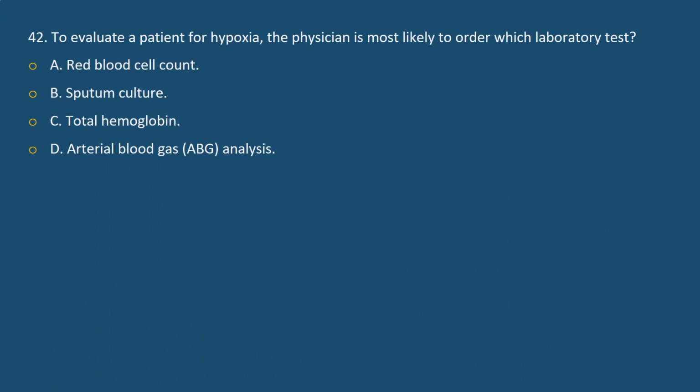Question 42. To evaluate a patient for hypoxia, the physician is most likely to order which laboratory test? A. Red blood cell count, B. Sputum culture, C. Total hemoglobin, D. Arterial blood gas (ABG) analysis.